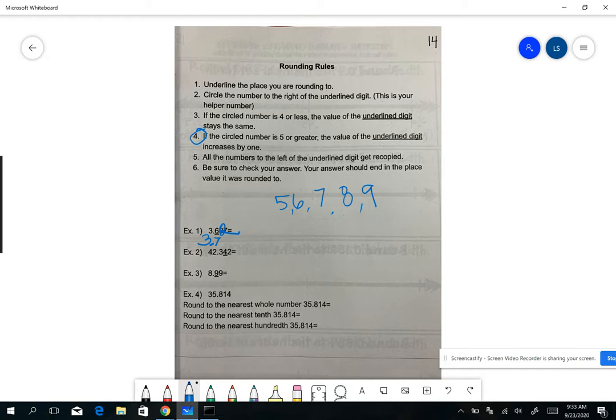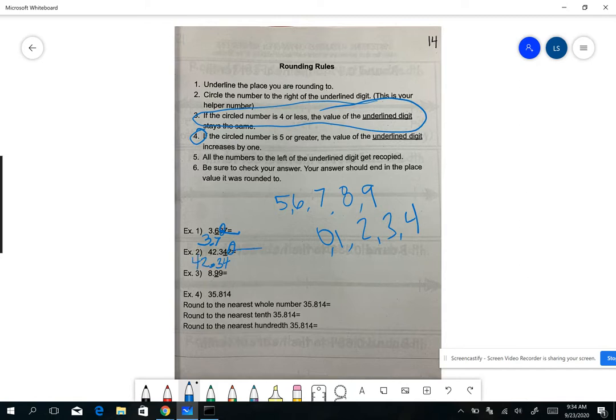It rounds to that. For example number 2, I have 4 in the hundredths place. And I want to use this 2 as my helper number. The 2 is what goes with this rule right here. If the circled number is a 1, a 0, a 2, a 3, or a 4, so something under 5, then this number that's underlined stays the same. It never goes down. It always either stays the same or goes up. So I'm going to do it right underneath it, and then I'm going to copy everything to the left.